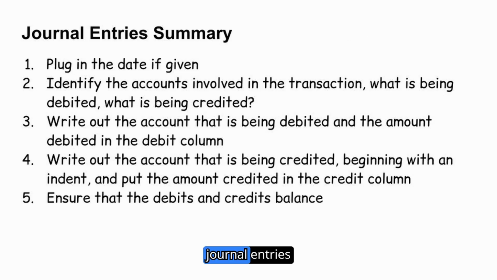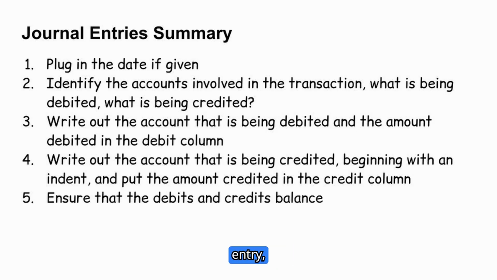To summarize, journal entries are just another way to record transactions under the debit and credit lens. So first you plug in the date if it's given, and then you analyze the transaction and figure out which accounts are involved, and what will be debited and what will be credited. And then start by writing out the debited account and the value within the debit column, and then under that a small indent, and then you write the credited account and put the number value within the credit column.